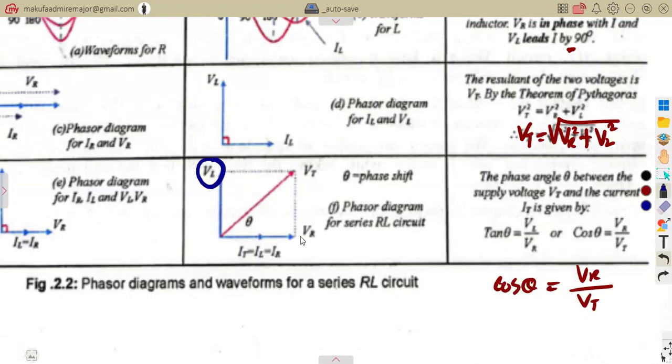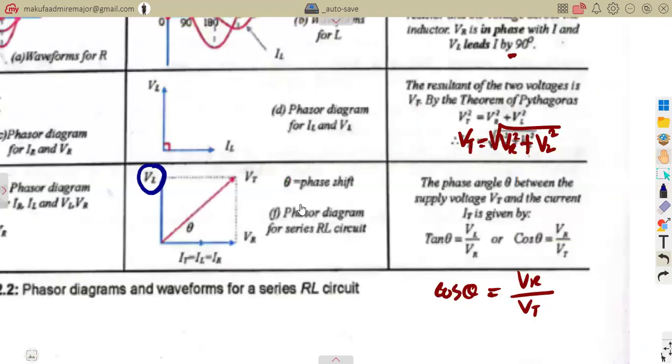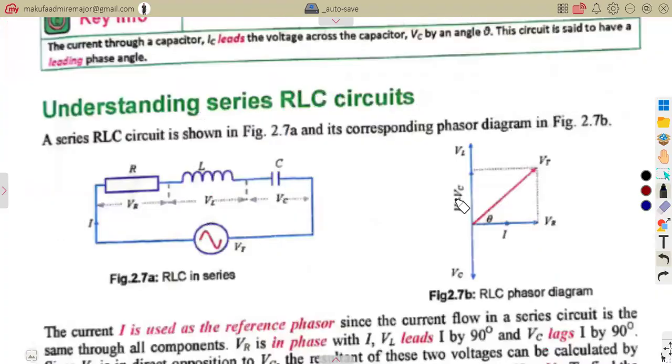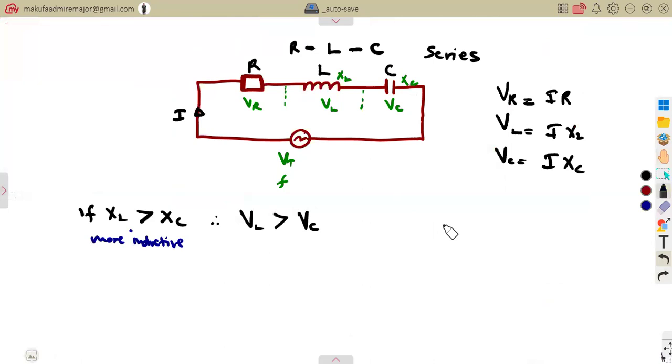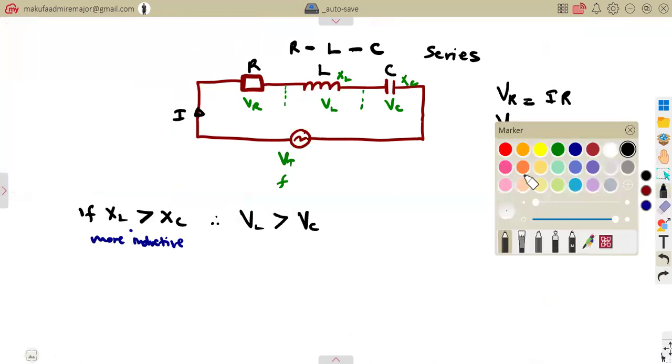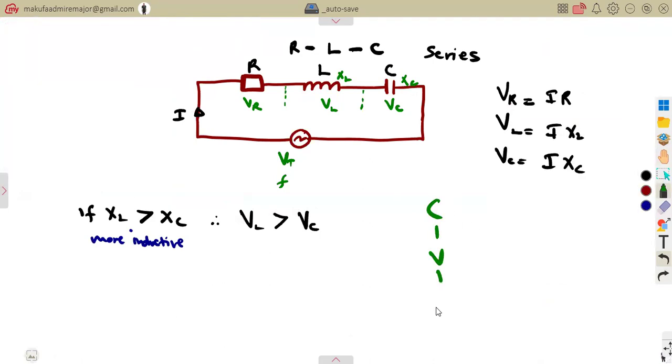Why? Because we are saying in this case, the voltage is leading the current. So if this is more inductive, you consider it in that manner. Let us go back to our CIVIL. I want to go back to this so that you understand. It is more inductive, so you consider this part of the inductance: in terms of the voltage, the voltage leads the current.